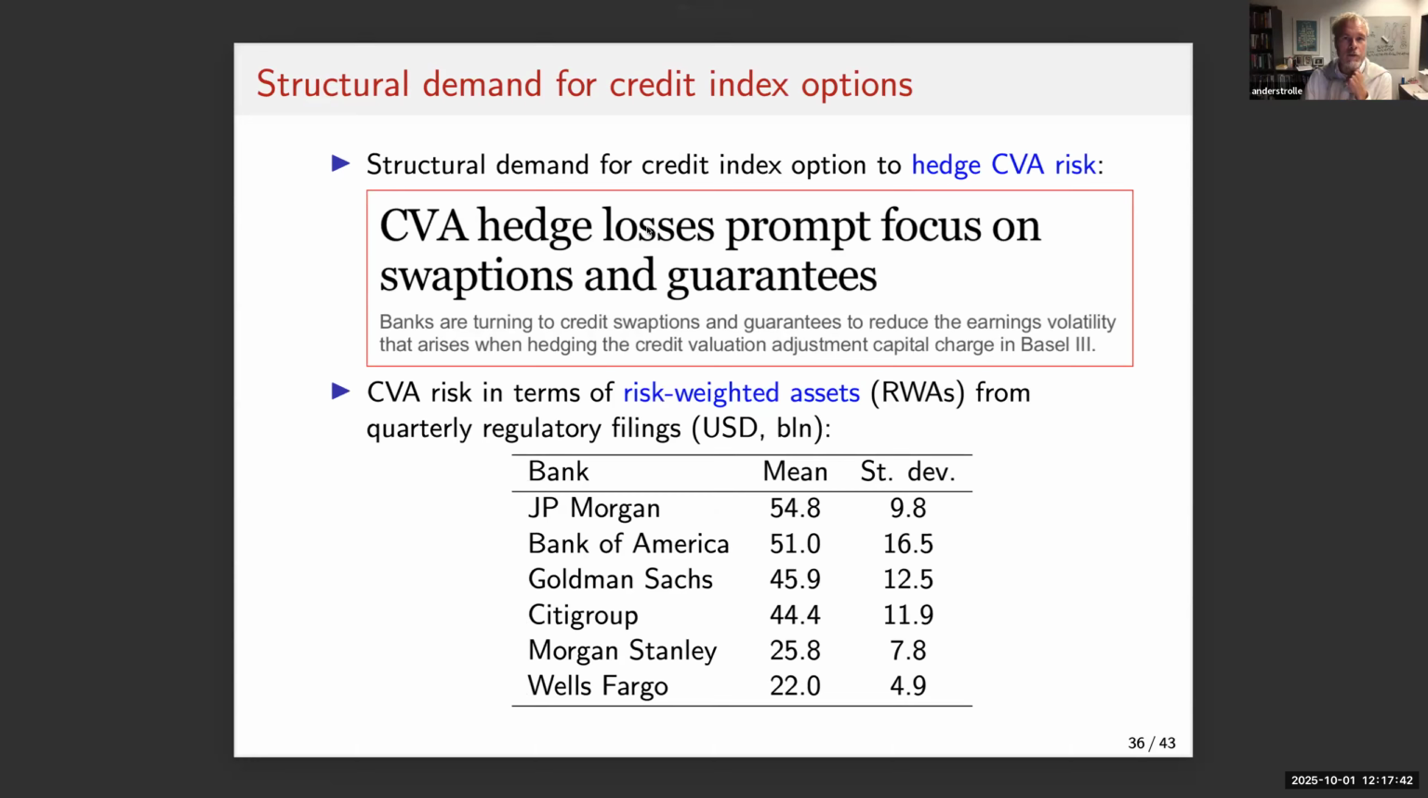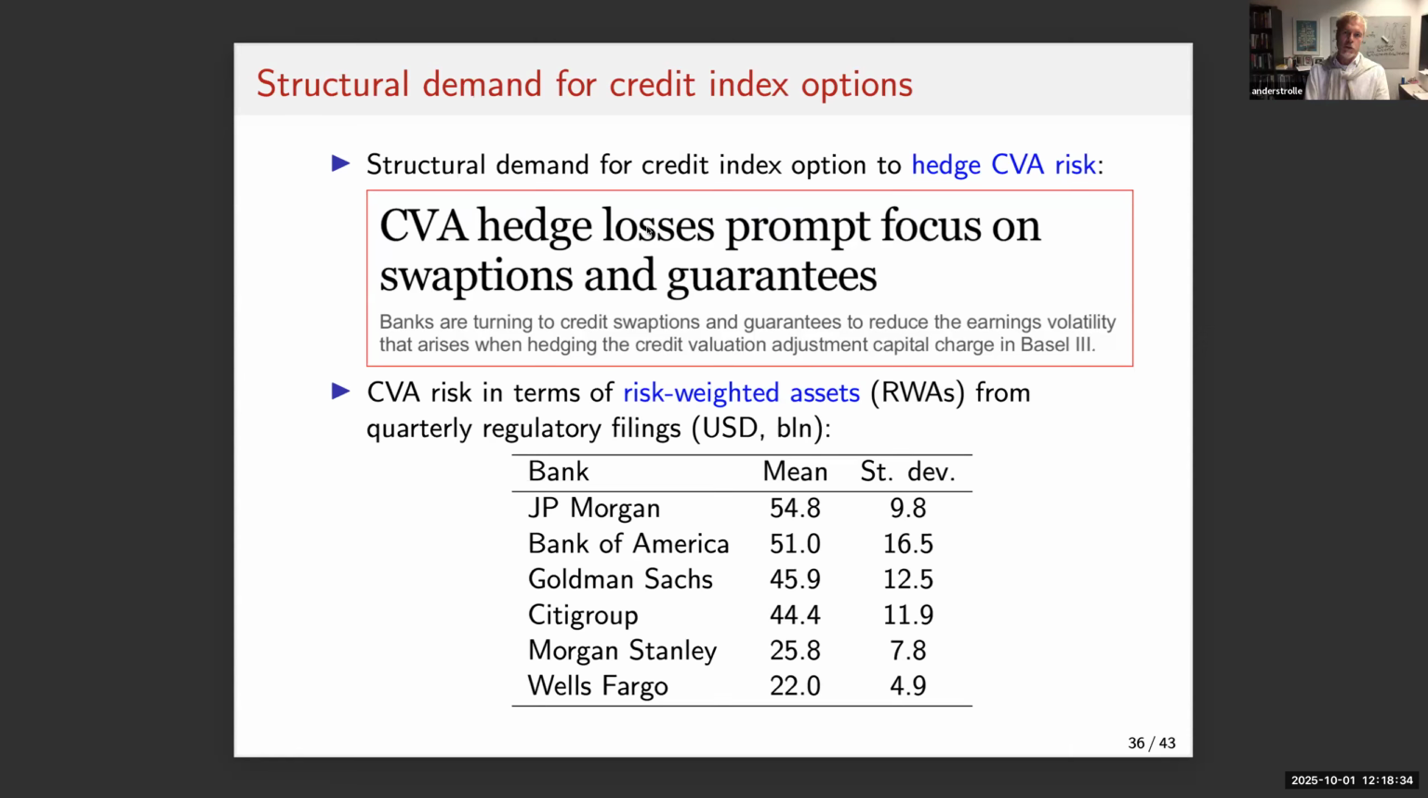So in the industry, there's this perception that there's a structural demand for credit index options coming from banks who use them to hedge what's called CVA risk. There's a new capital charge that was introduced along with Basel III regulation, where banks have to hold capital against their CVA risk exposures. And the natural hedge for this CVA risk, and a way to reduce capital requirements, is to buy credit index options. Here's a headline from a Risk Magazine article, which talks about that issue.